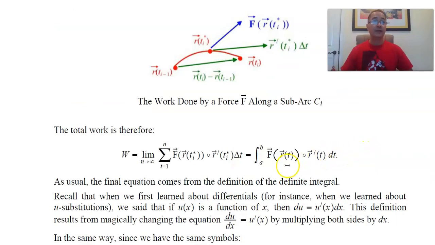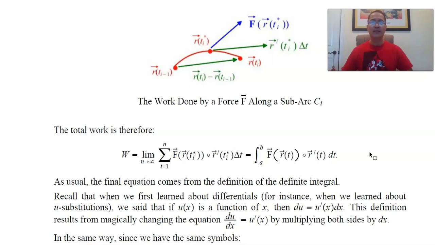As usual, to find the total work, we're going to form the Riemann sum of that dot product we just found, and we'll take the limit as the number of intervals goes to infinity. That instantly turns into your definite integral. What are we integrating? We're integrating the force evaluated at the curve, dotted with the derivative of the parametrization of the curve. We're integrating that dt.